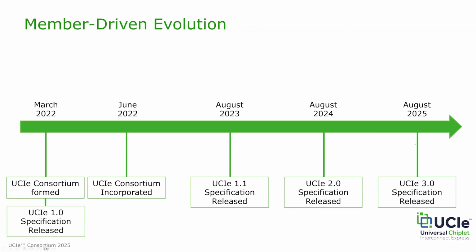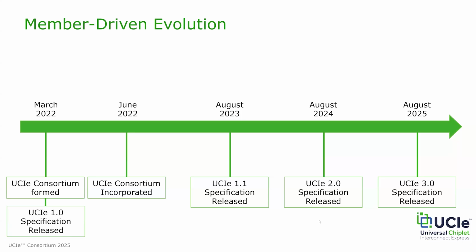We are a membership-driven organization, and we drive the specifications by the member companies bringing in their requirements, and then we do the specifications based on that, right? So this is a brief history. March 2022, we formed the consortium with the 1.0 specification being released. Then in June, we incorporated the same year.